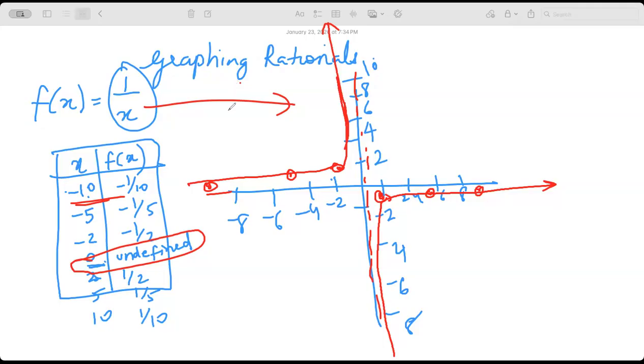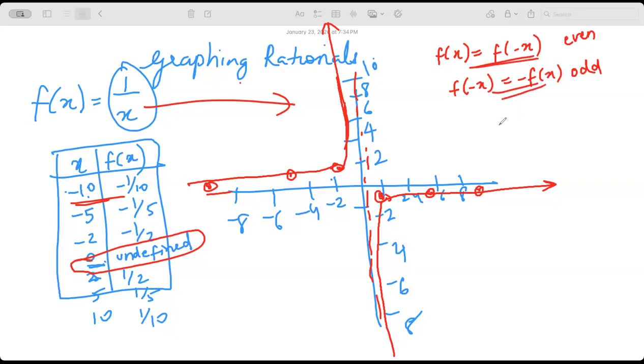Do you all remember, there are two ways of finding whether a function is even or odd. Algebraically, if f of x equals f of minus x, then it is even. If f of minus x equals minus of f of x, then it is odd. Remember, guys, this is the even function, and this is the odd function.